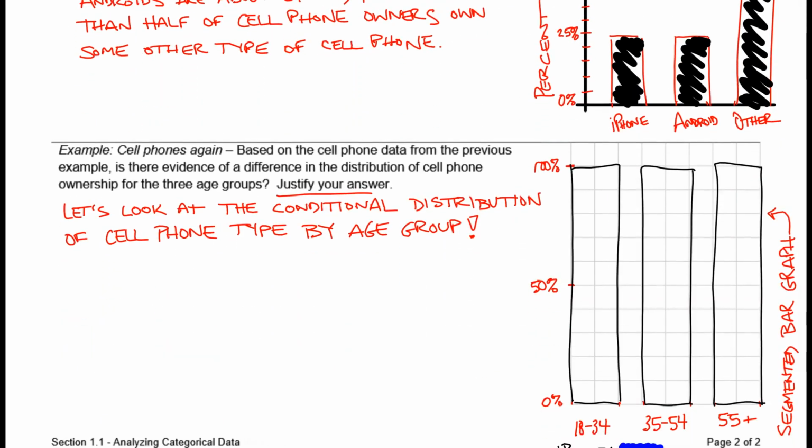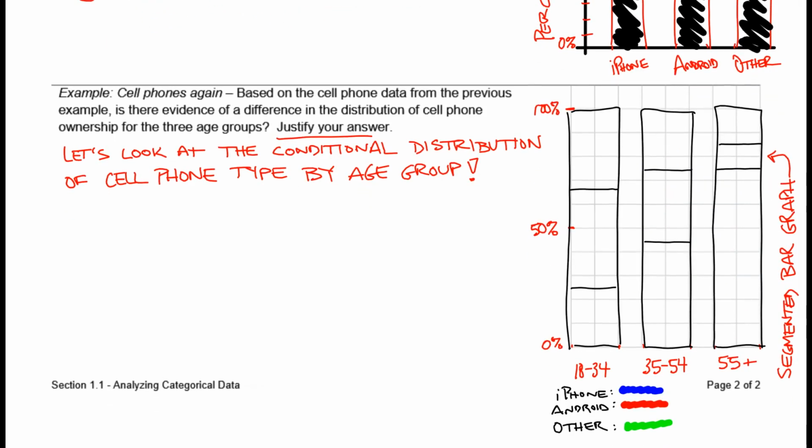So I'm going to start by marking off 26% for other. There's my 26% for other. And I had 33% at the top for iPhone, so that's going to be, let's see, 10, 20, 30, and a little more. And then everything in the middle is going to be the Android category. And I'm going to do that for each of the conditional distributions by age group. Now for the color coding.